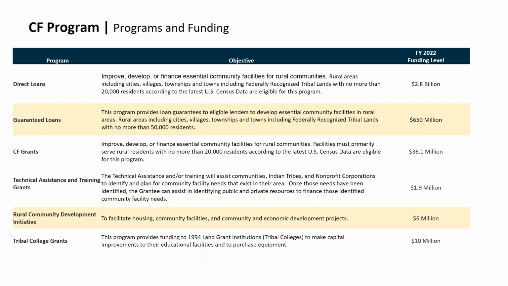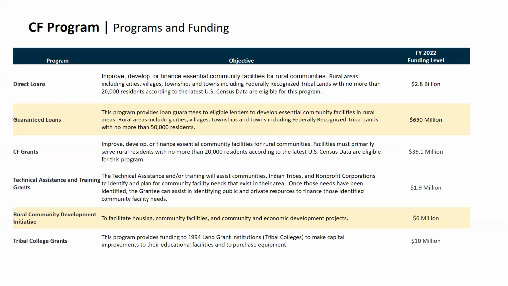So this is mainly a takeaway slide, so that if you're interested in learning about the community facilities program, or you want to save one slide maybe to drop in the back of your email or in some sort of folder, it gives you the basics of what community facilities can do. It lists our programs, our direct loans, guaranteed loans, and grants under the community facilities. And then our other technical assistance programs, the technical assistance and training grants, the Rural Community Development Initiative, and then our specialized program for the tribal colleges, the 1994 land grant institutions.